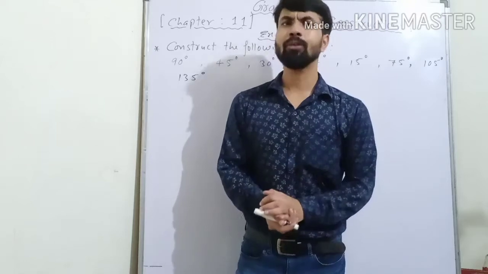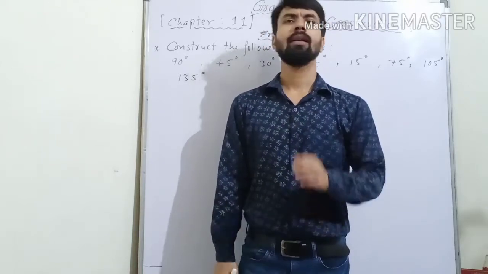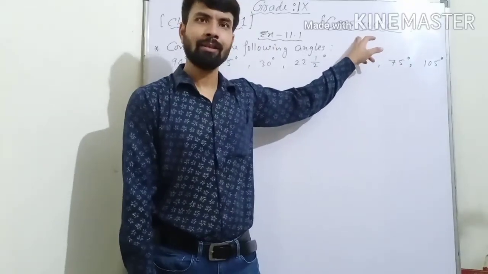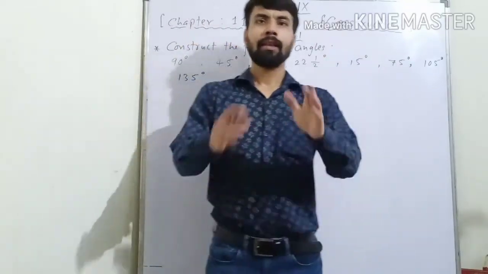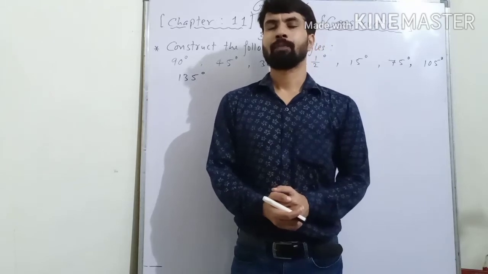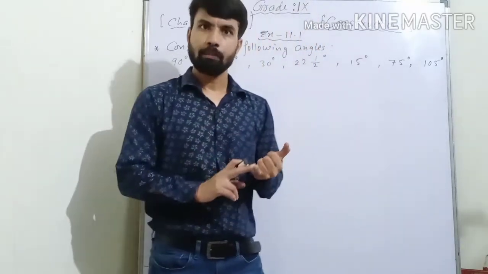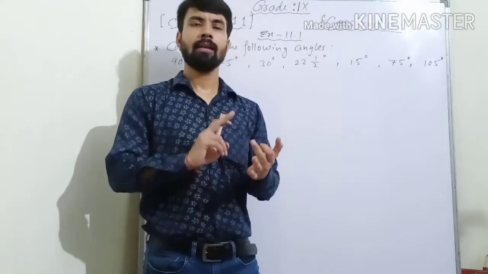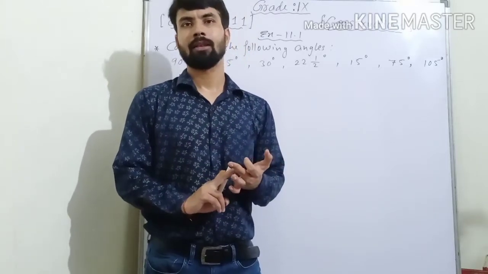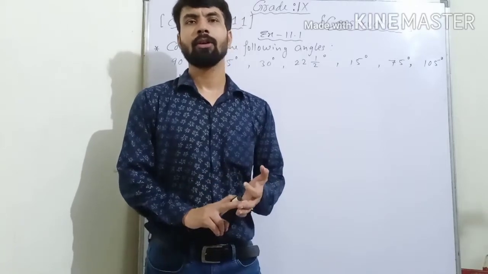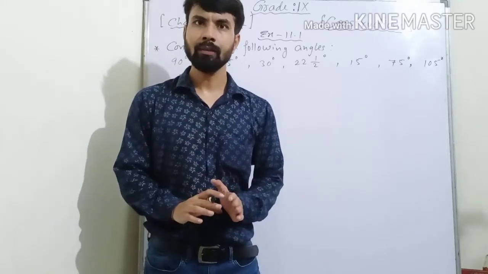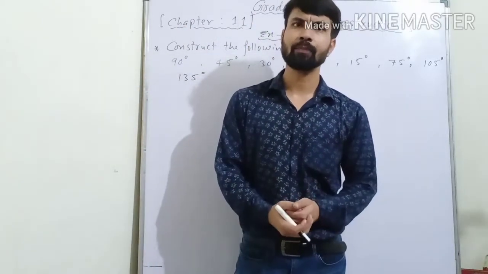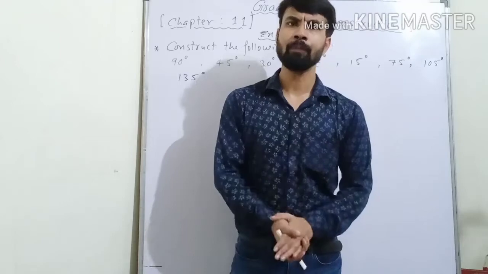Today I am going to explain chapter number 11, constructions. Clear? So do one thing, take your geometry box, compass, protractor, scale, eraser, sharpener. All these things should be with you. Clear? Okay. So are you ready for that? Have you taken all these items? All geometrical tools, are you having?